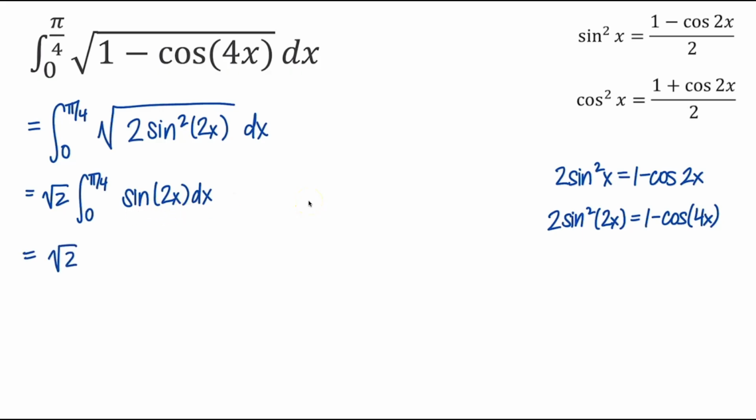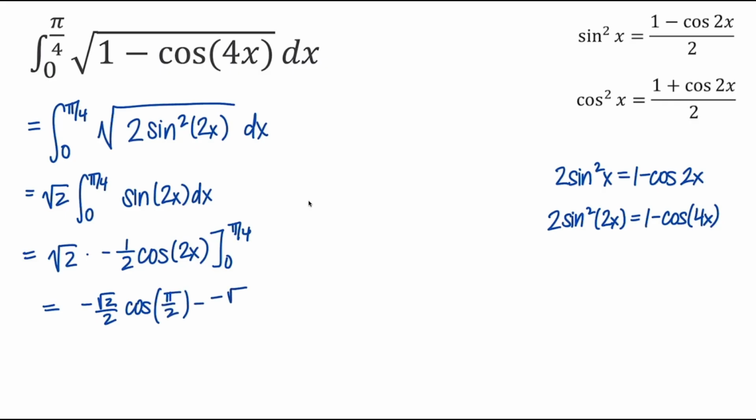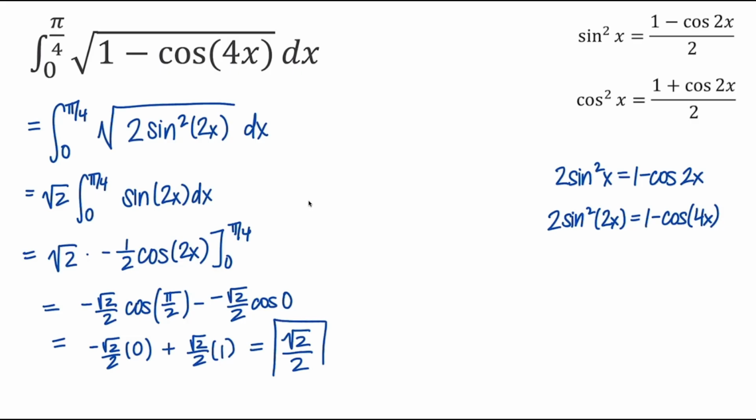And so I have the square root of 2. The antiderivative is negative 1/2 cosine of 2x. We're evaluating from 0 to pi over 4. So we have negative rad 2 over 2 cosine of 2 times pi over 4, that's pi over 2, minus negative rad 2 over 2 cosine of 0. So negative rad 2 over 2 cosine of pi over 2 is 0, and then plus rad 2 over 2 times 1. Cosine of 0 is 1. So our final answer here is square root of 2 over 2.